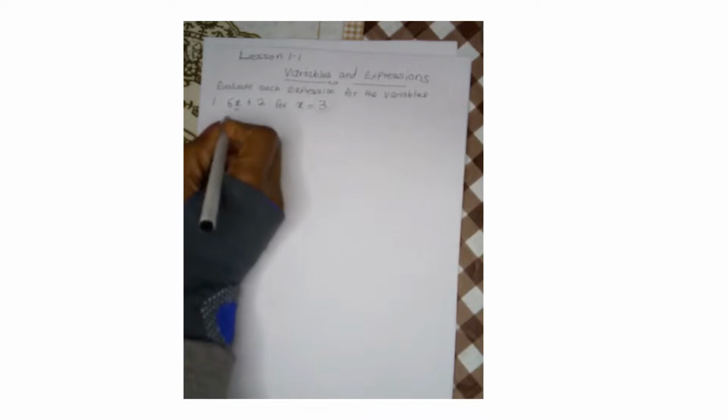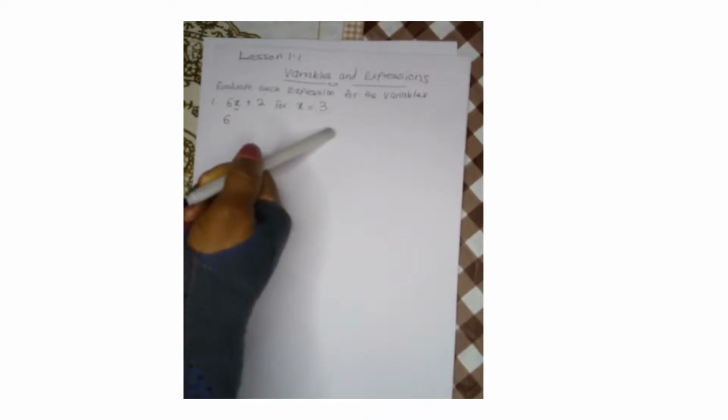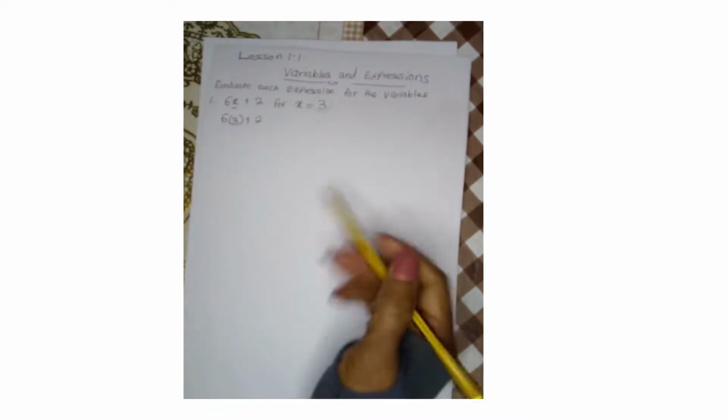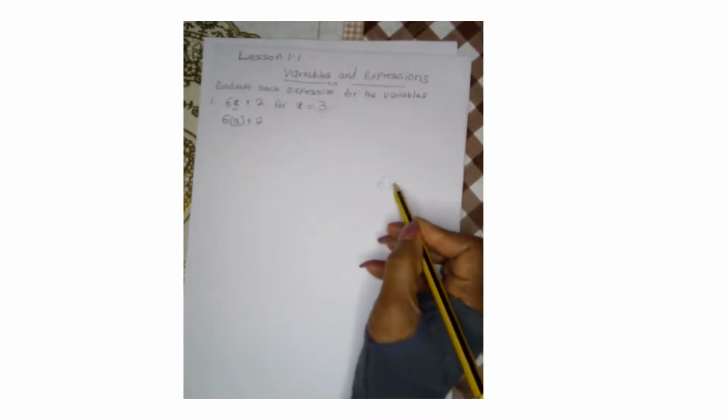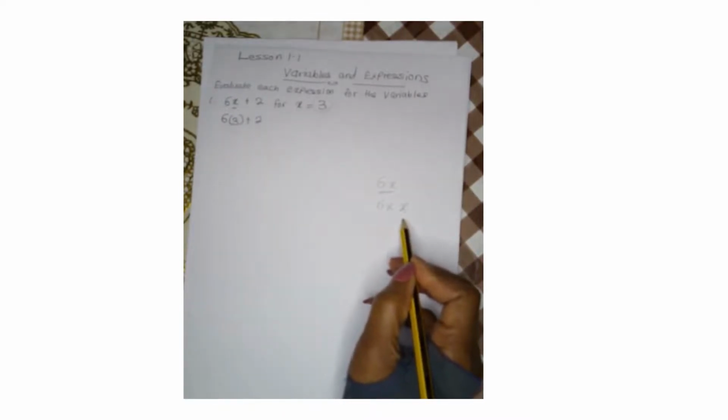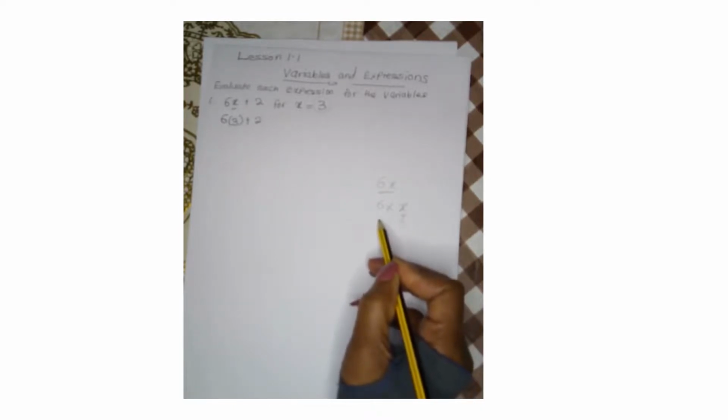So we're going to write here 6, 3 instead of apple. This means multiplication. 3 plus 2. If you see something written like this, 6x, this basically means 6 multiplied by x. And here our x is 3. So it's going to be 6 times 3. That's all they are telling you here. So this is going to be 6 times 3 plus 2.